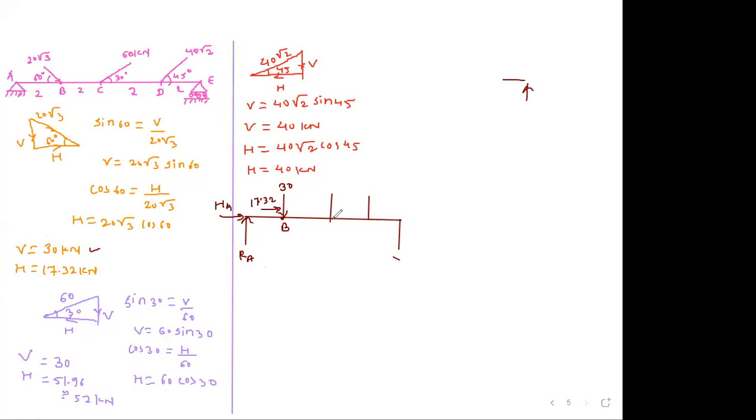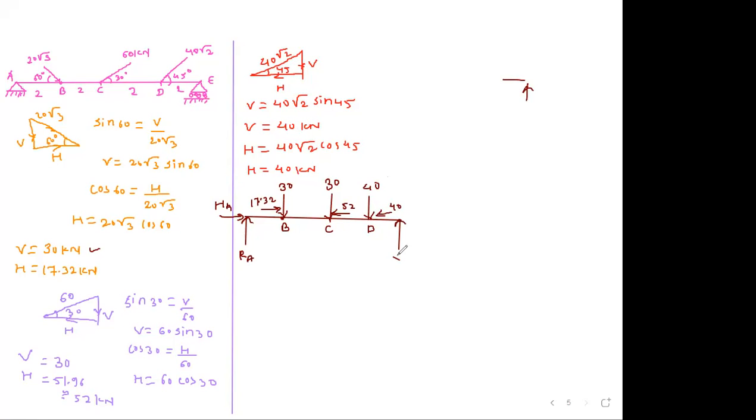Now we will draw for C point. Suppose this is C. So at C, the vertical force is 30 and downward. Now you observe here, at this point, the horizontal force is right to left and the intensity is 52. So we will draw likewise. And at D point, again a downward vertical force with intensity 40, and again the horizontal is right to left, this is 40.